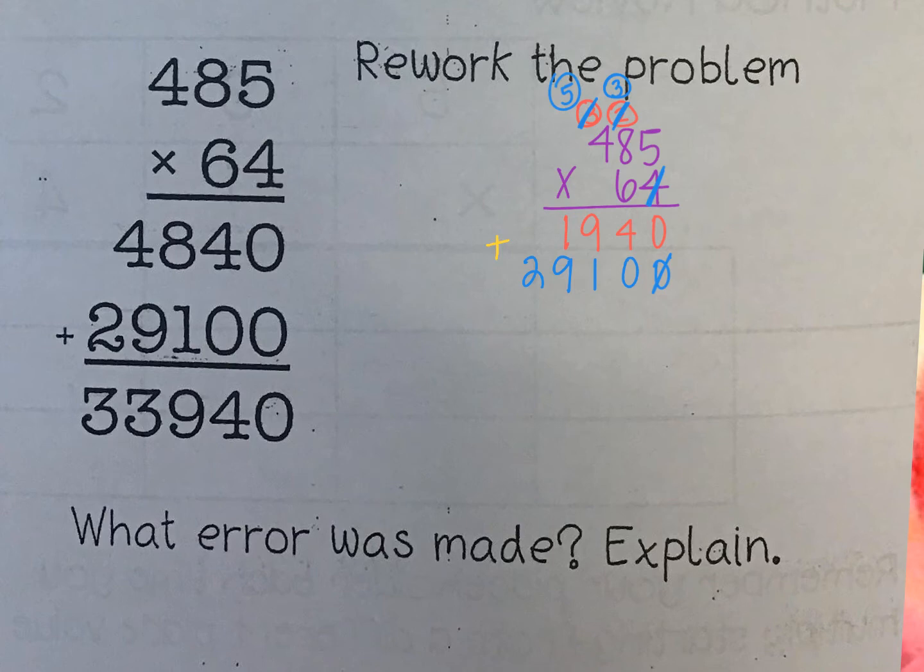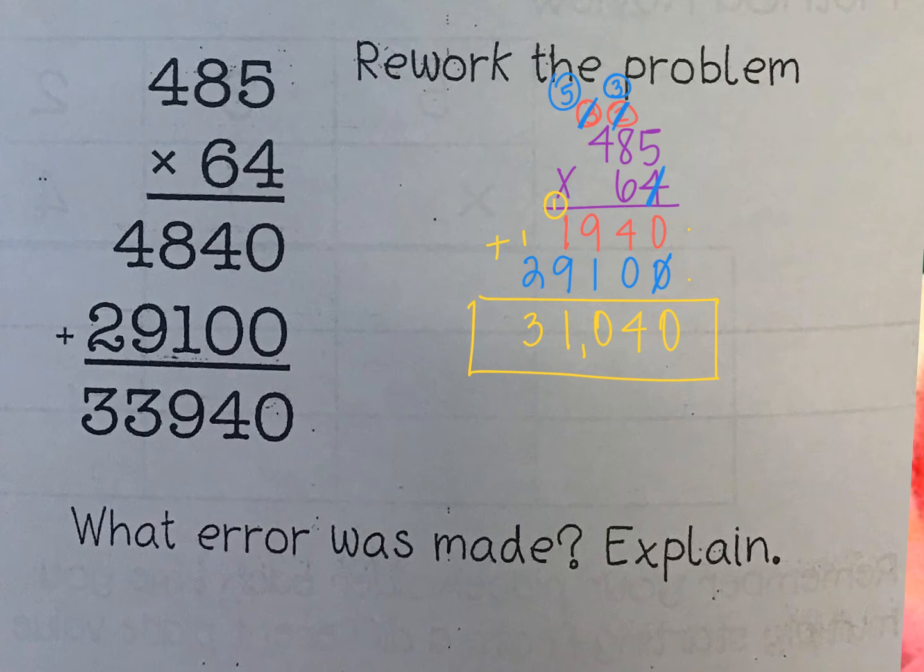I only have a 2-digit number, so I'm only going to have 2 partial products. Once I have both of them, I can add them together. Don't forget to carry your 1 and add it in. So your answer should be 31,040. Now, we need to look back at what we got over here.